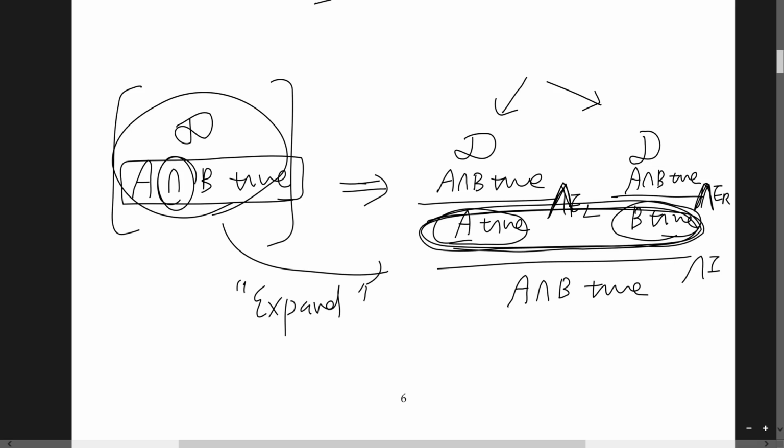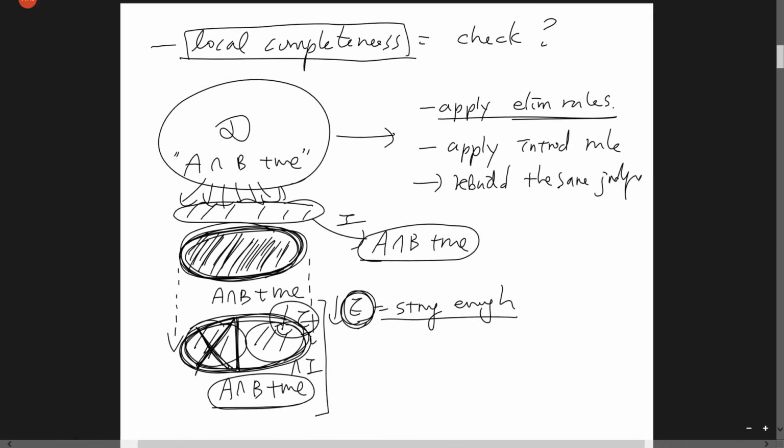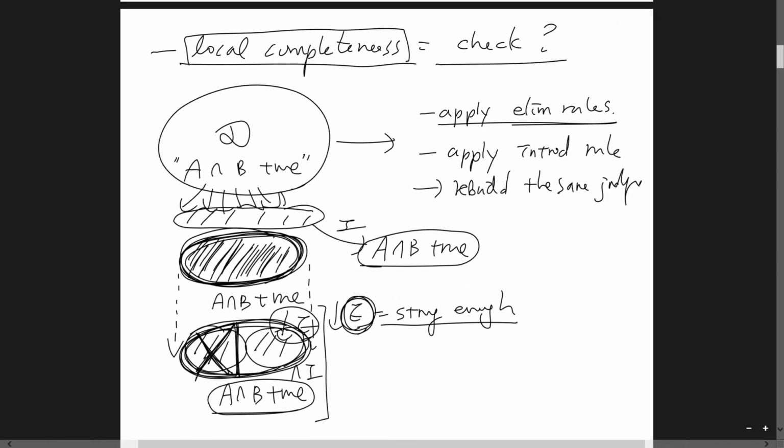And how do we verify that we have retrieved the original information in its entirety? We show that by applying this conjunction introduction rule, we rebuild the same judgment. Okay, so this is the way that we check the local completeness property.